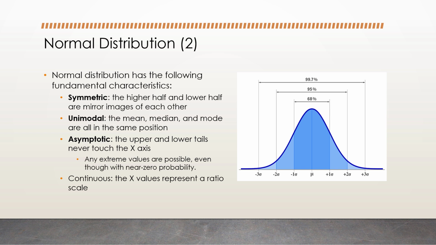Finally, a normal distribution is asymptotic, meaning that the upper and lower tails can extend very far from the mean, but never touch the x-axis. In other words, extreme values are always possible, even though they may have a near-zero probability of occurring. With this description, it becomes clear that a normal distribution is a special type of frequency polygon. It's used to describe the distribution of quantitative variables, and the values along the x-axis represent a ratio scale.